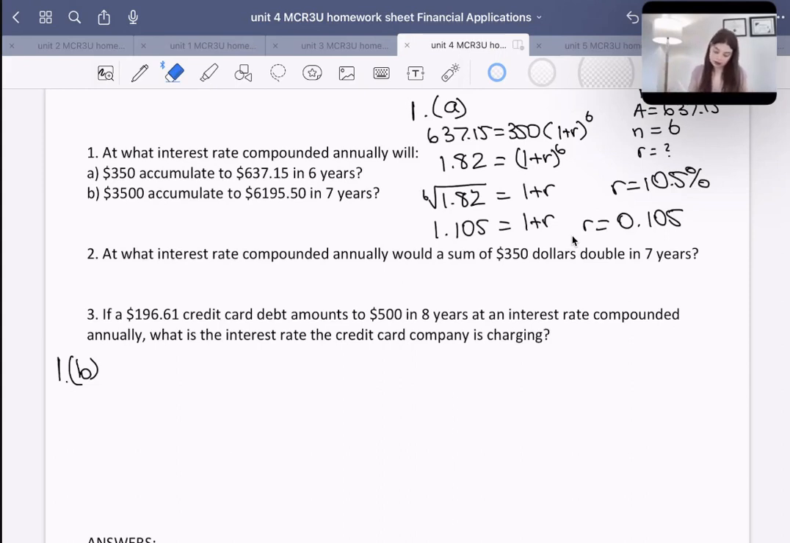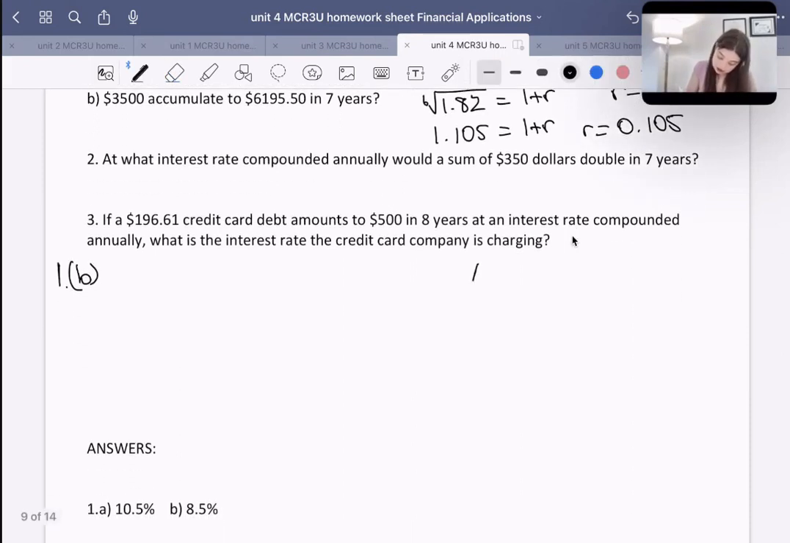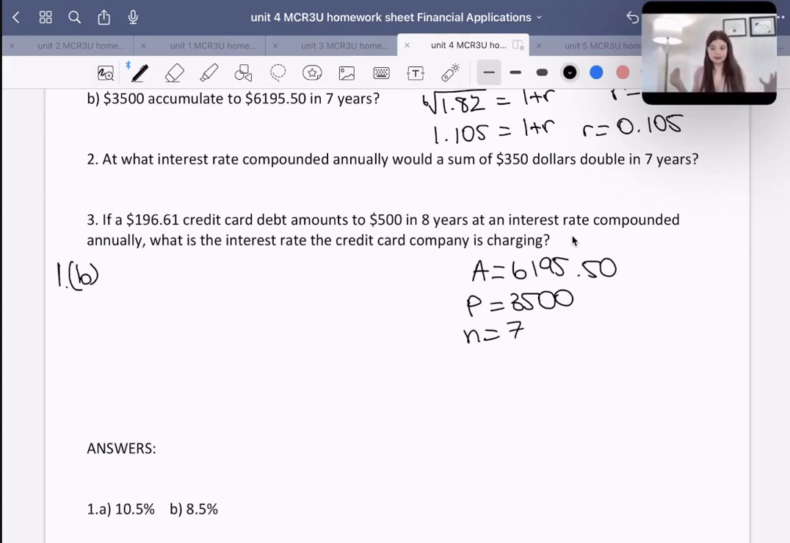So let's do it. Again, let's quickly jot down the important relevant information here, which is that A is equal to 3,500. Or sorry, my apologies. A is equal to $6,195.50 because A is the amount accumulated, not the principal. P is the principal, so that's $3,500, and N is 7, because again, it is compounded annually in this case, and so N, the number of compounding periods, is the same as the number of years, which is good. Makes it nice and simple for us. And then R is what we are trying to figure out.